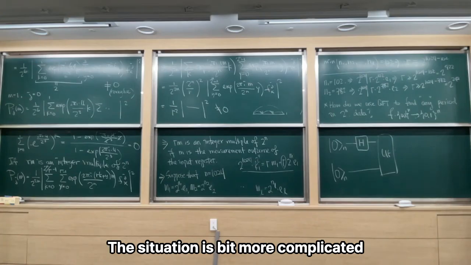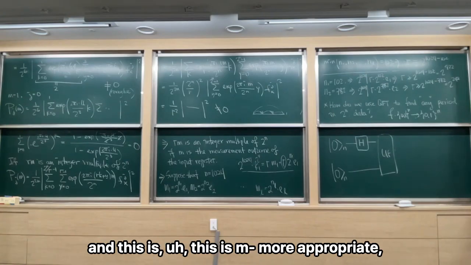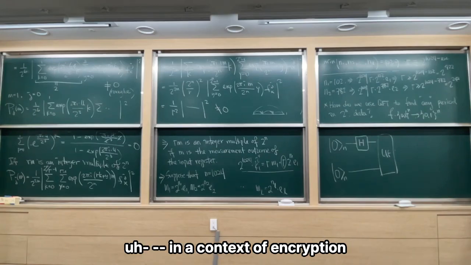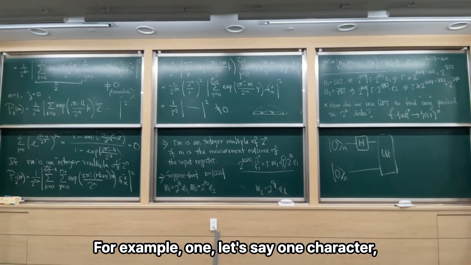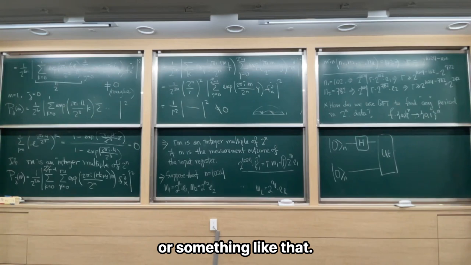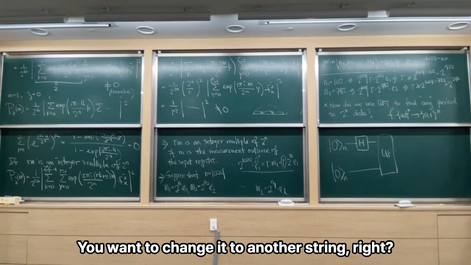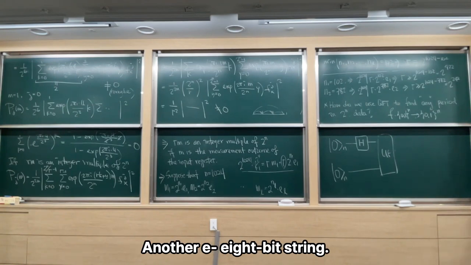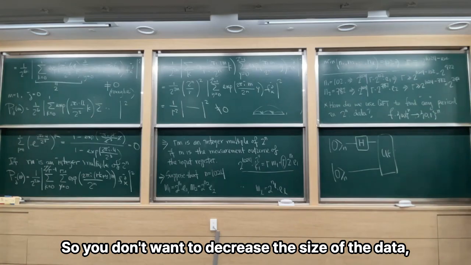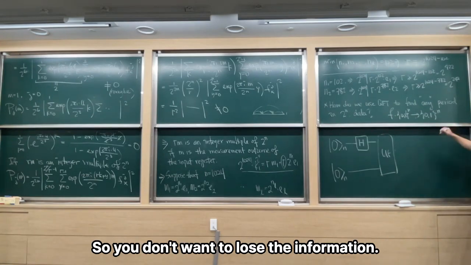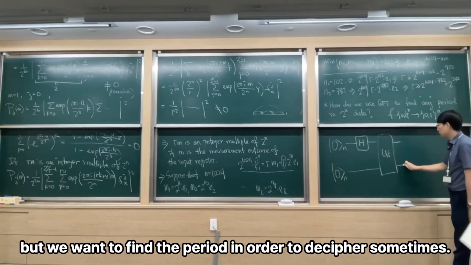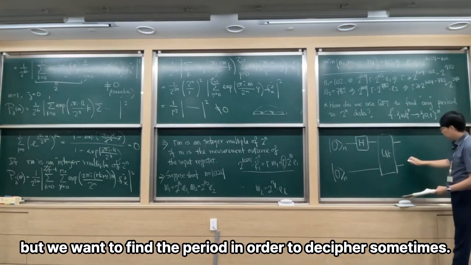The situation is a bit more complicated, and this is more appropriate in the context of encryption and decryption, because we want to decrypt your string. For example, let's say one character is an 8-bit string or something like that. You want to change it to another 8-bit string. You don't want to decrease the size of the data, which means that it will lose your information. You just want to change the data, but we want to find the period in order to decipher sometimes.